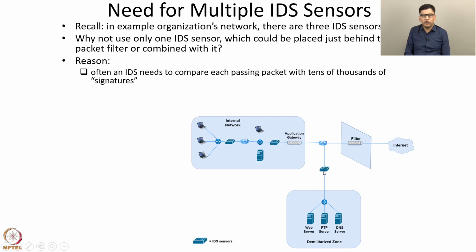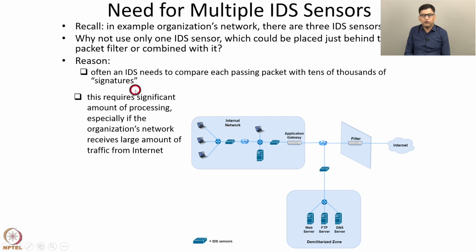So the reason is the following. How does an IDS function? Typically an IDS compares each passing packet with tens of thousands of data patterns known as signatures. For example, a signature may be a part of a virus or a worm. So if the information in the packet matches that signature, then it indicates that it is malicious. So that's how an IDS functions. It compares each passing packet with tens of thousands of signatures which are stored in the IDS. And if it detects some suspicious activity, then it sends an alert or blocks the packet.